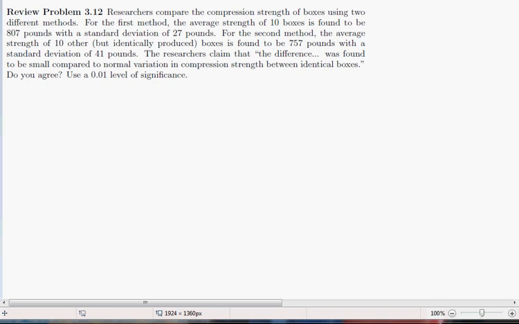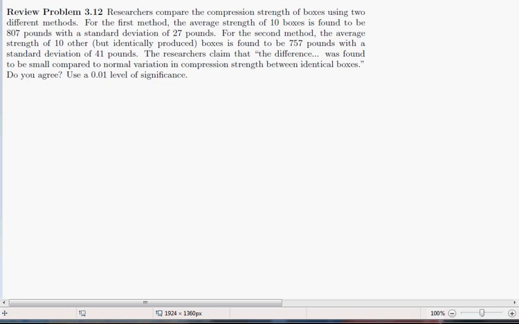Let's now take a look at this next problem. We have two different boxes, or two different sets of 10 boxes. For the first method of measurement, the compression is found to be 807 pounds with a standard deviation of 27 pounds. For 10 other boxes, the compression strength is found to be 757 pounds with a standard deviation of 41.